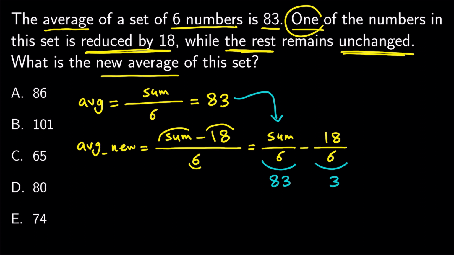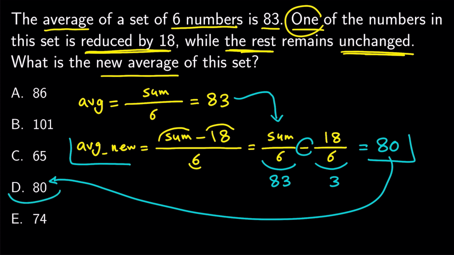Now, 83 minus 3 gives us 80, and that's it. We have found the new average, and the answer is D. Great. That's a typical problem that you may encounter on the ACT math test that involves statistics.